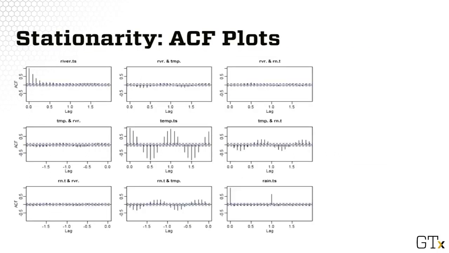The ACF plots show the high degree of seasonality for temperature, and the ACF plot for rainfall shows large values at the lags 1 and 12. However, there is not a significant lead-lag relationship between river flow and the two time series as shown by the cross-correlation plots.